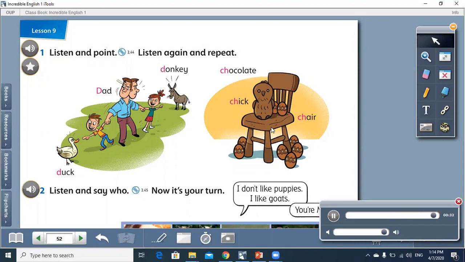So now we learned how to say them. Now look at these words. Here we have the word dad. Look, Dad. This is a duck. Look, Dad, this is a donkey. Let's listen again.